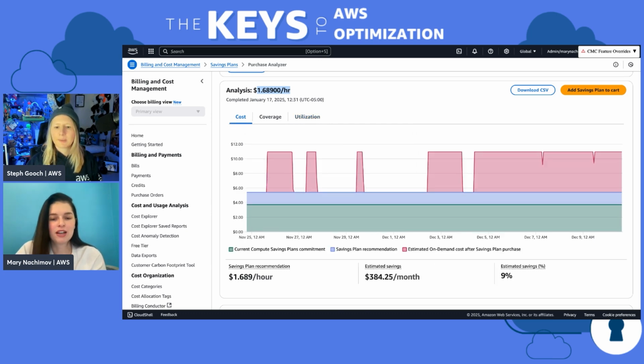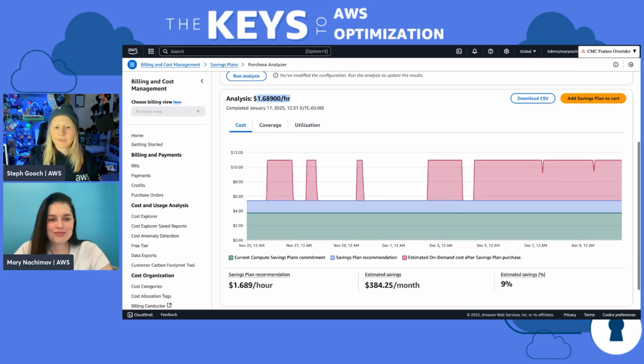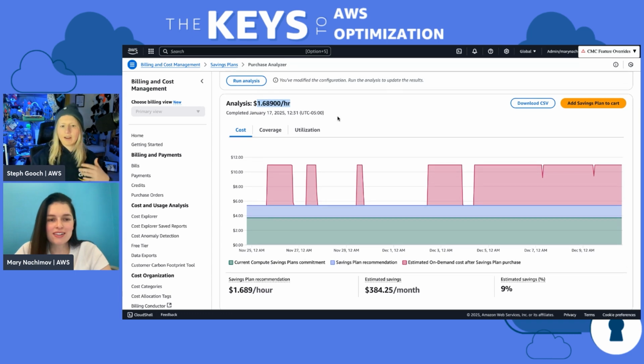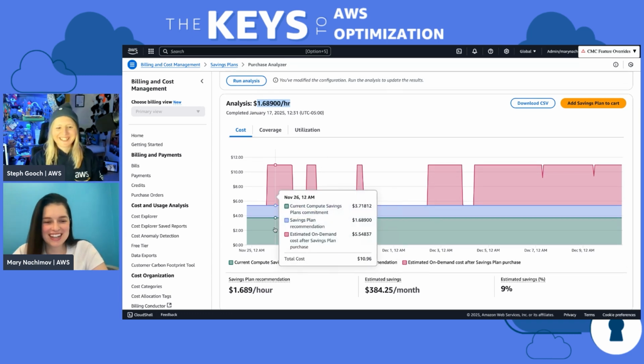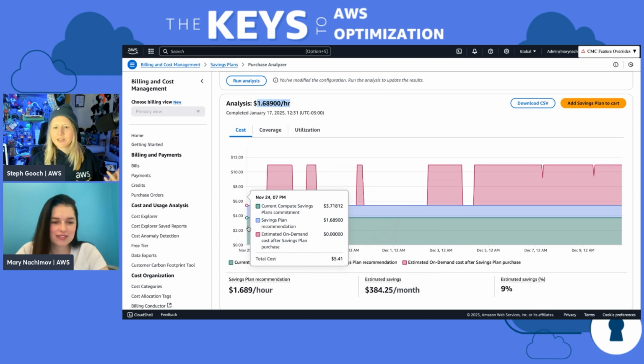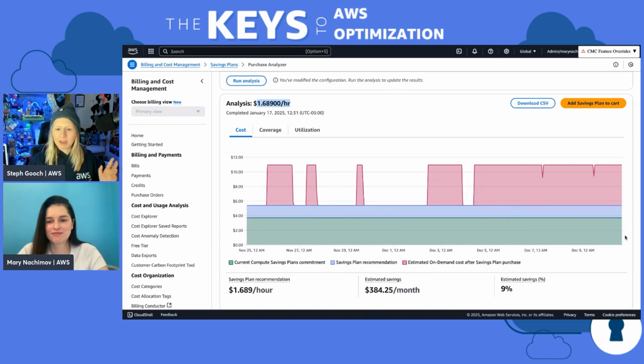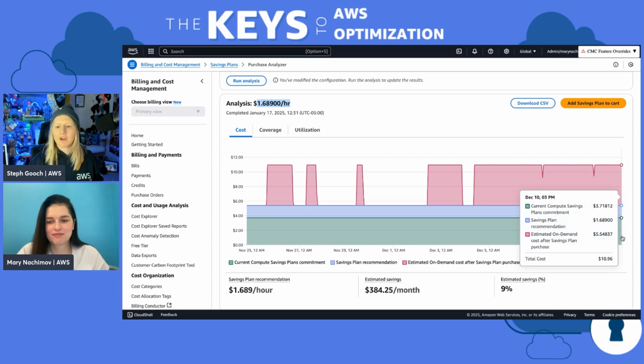Perfect. So it recommends... at the moment, this is my recommended saving of 168, and I'm going to save about 380 for a month, and I've got 9% saving. So we're going to change some things and then see what happens to that data, right?